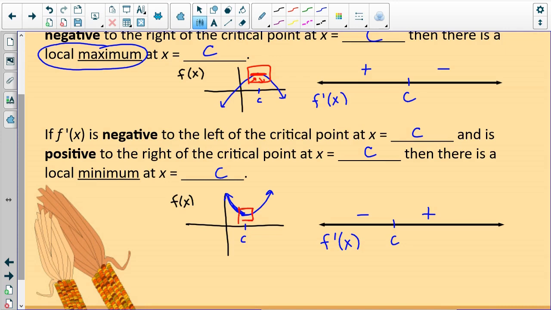And if I zoomed in on this box real close, notice that everything to the left of C is going down, and everything to the right of C is going up. So basically, that's the lowest value in that box. If I zoomed in real tight, everything to either side is going to be above the value at C. Back up here, if I zoomed in real tight, everything to the left and right of C is going to be below it. That's why we call that a local maximum.